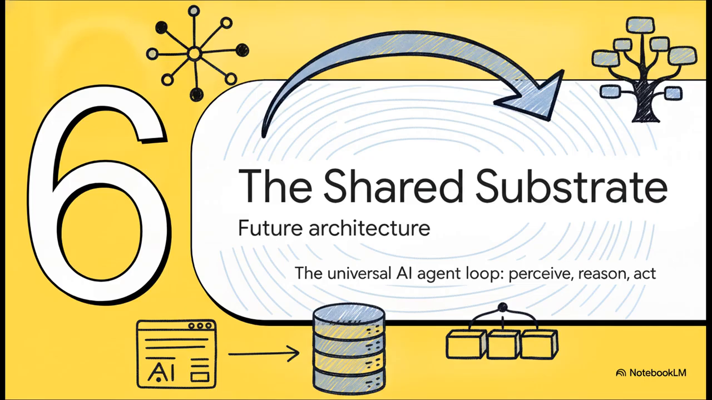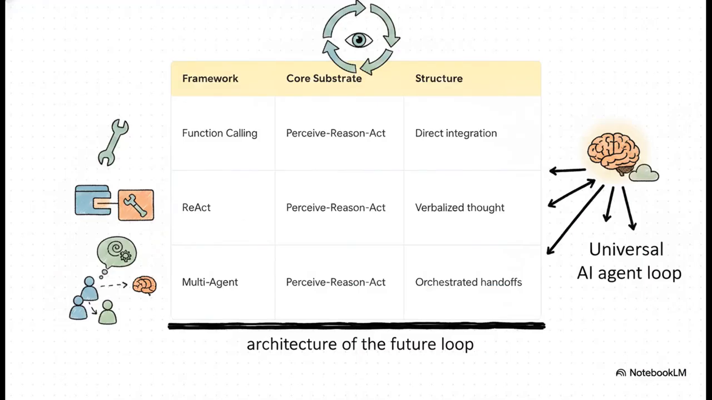So where does this all fit in the bigger picture? Let's talk about the shared substrate, or really the architecture of the future. Now that you've seen the mechanics of the loop, I want to zoom back out and connect this to the broader landscape of AI frameworks you might be hearing about. So the crucial point is that whether developers are building basic tools or massively complex corporate ecosystems, they are all building on the exact same foundation.